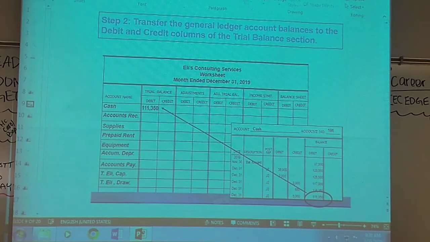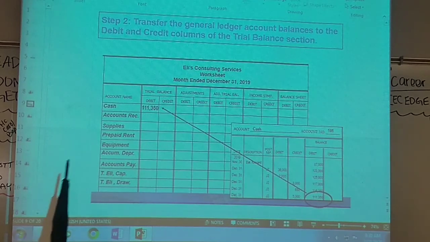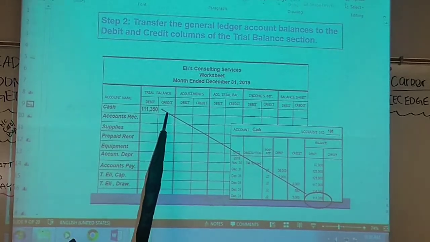All right, step 2 is you're going to transfer the general ledger account balances to the debit and credit columns of the trial balance section. So, for instance, you're going to look at your ledger now, and you're going to look at your cash. What was the balance that you ended with under cash? And then you would put it under whether that is a debit balance or a credit balance.